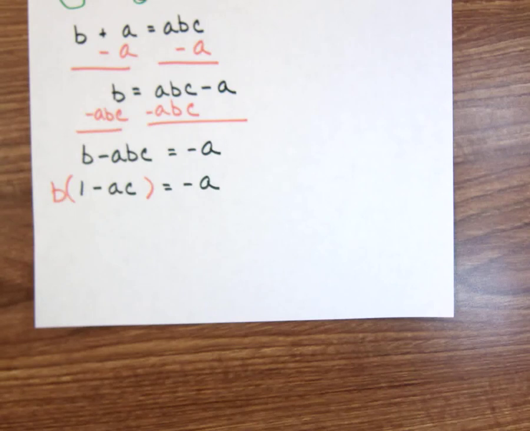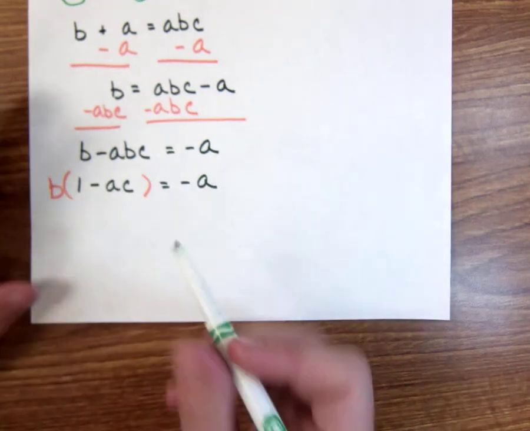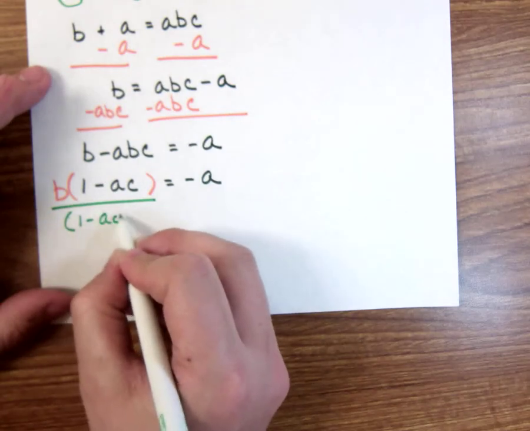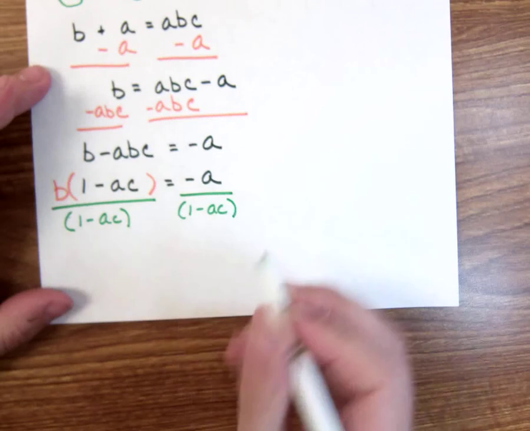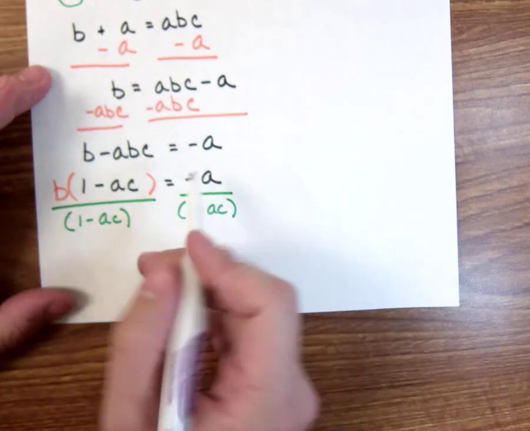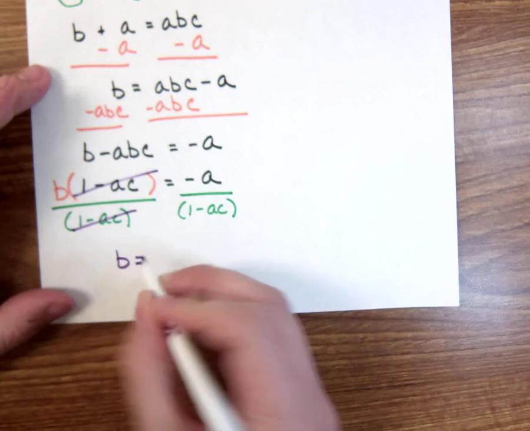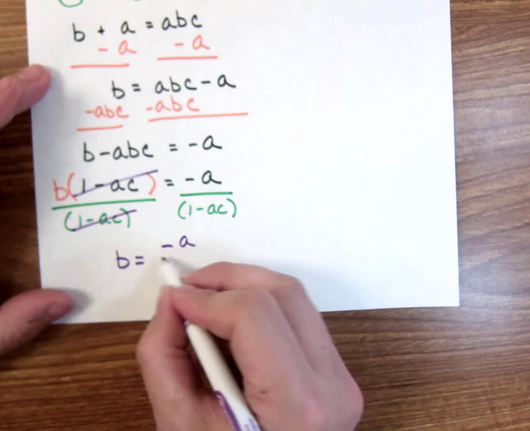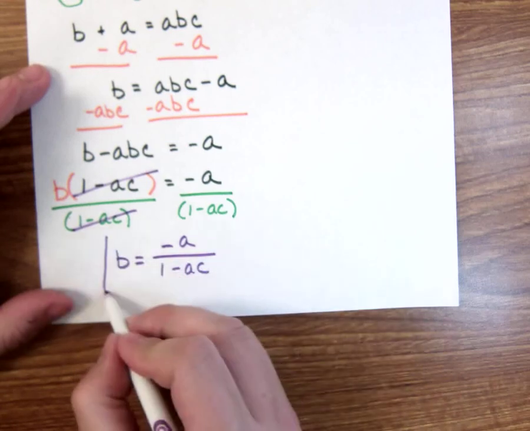How do I do it? Divide, because this is B times 1 minus AC. So I divide this side by 1 minus AC, and I divide this side by 1 minus AC. Over here, the 1 minus AC's cancel, and I'm left with B. Over here is a garbage fire, but I don't care. I accomplished my goal, which was get B by itself.